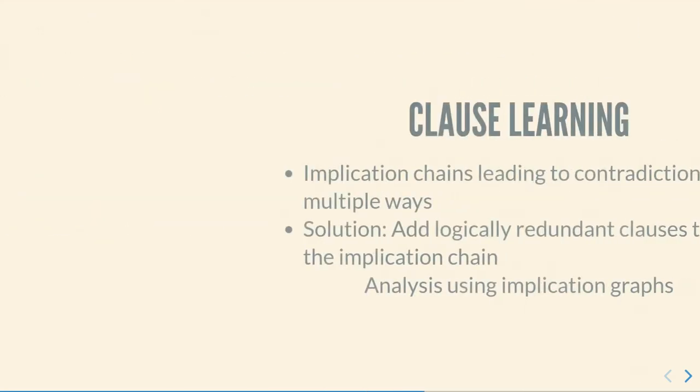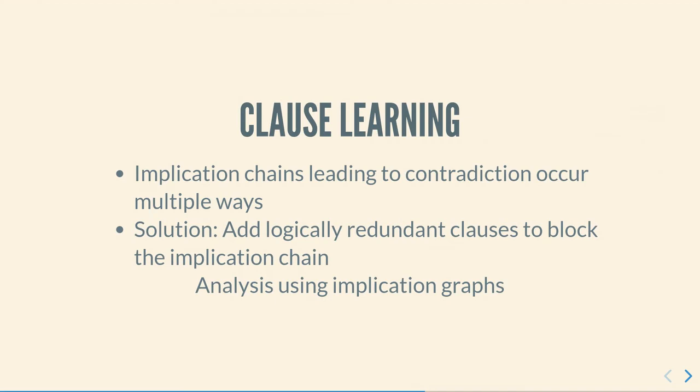And now the next thing is clause learning. So implication chains can lead to contradiction, and they can do so in multiple ways throughout the search process. One way of averting this problem is to add additional clauses that are logically redundant to the problem to block the implication chains that lead to a contradiction. So this will save us time and effort in the future. Once we encounter an implication chain once, then we add a clause to prevent the occurrence of the implication chain again in the future, right? Because we don't want to reason over the same logic over and over again.